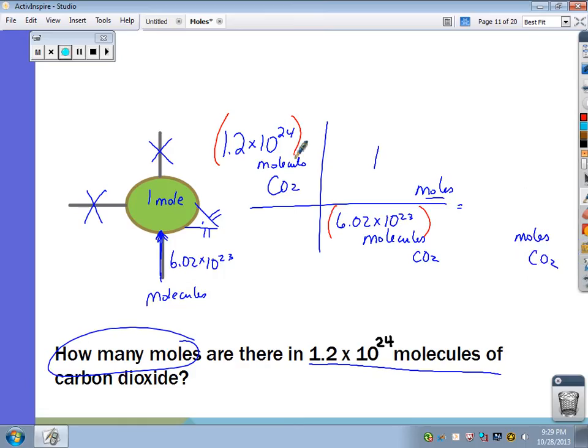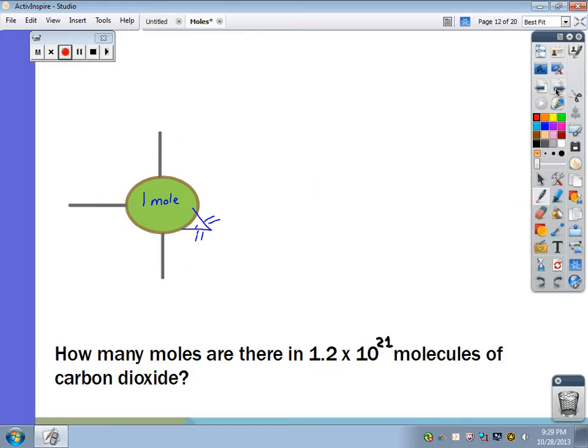And if I do my math, I'm going to end up with 1.99 moles of carbon dioxide. I take 1.2 times 10 to the 24th times 1, divided by 6.02 times 10 to the 23rd, and I get 1.99 moles of CO2. And this is a similar problem, so let's do this one.